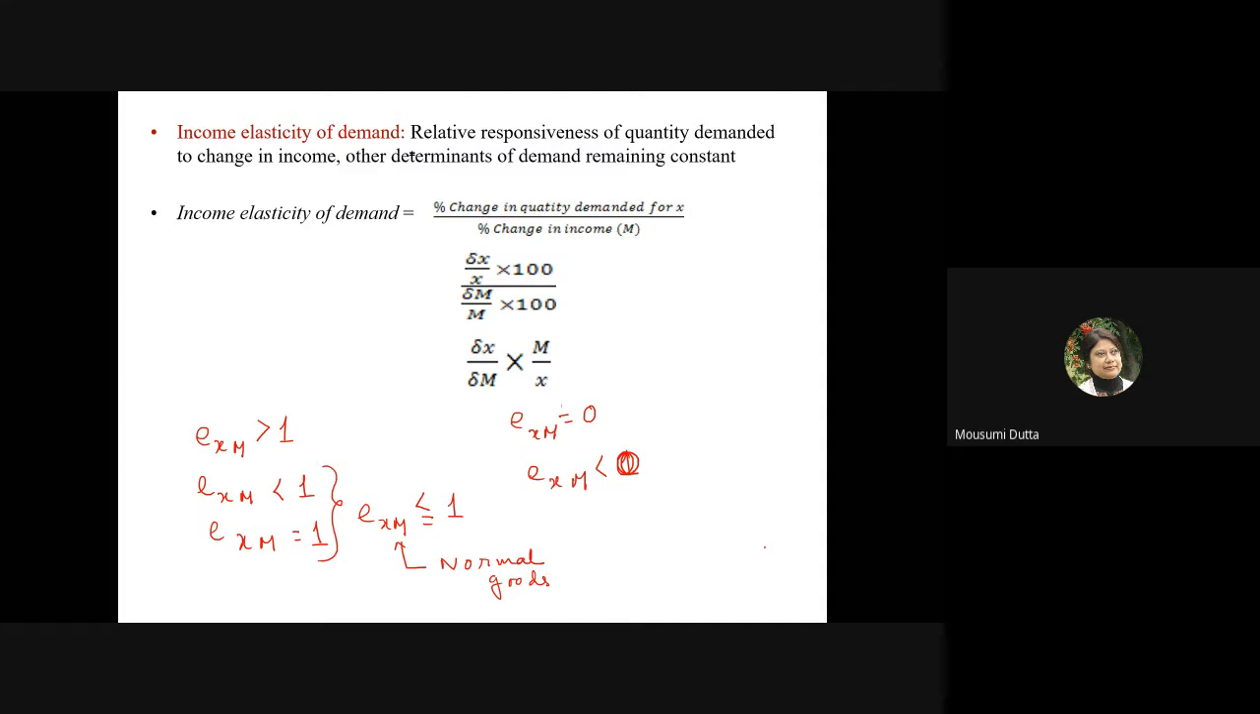However, in this less than 1 category, if I get a negative value, in that case, as income increases, demand falls, or as income falls, demand increases. So these commodities are called inferior commodities. Inferior commodities.